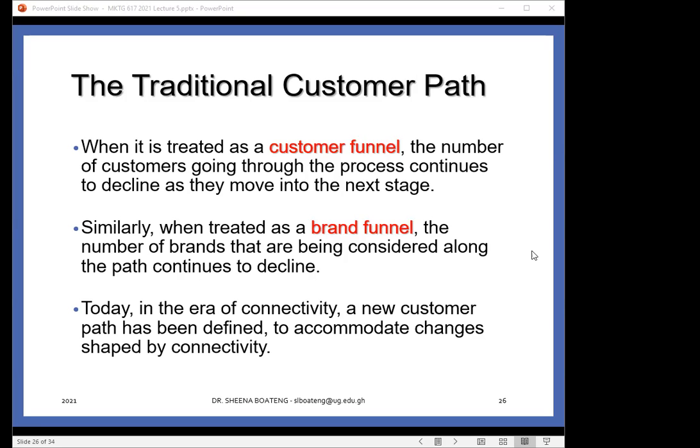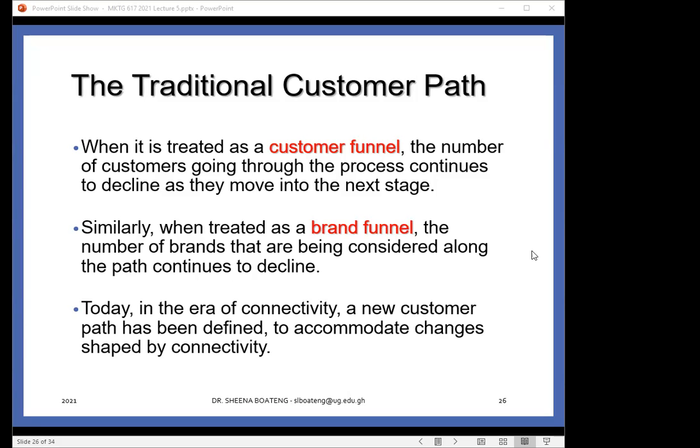And after they purchase, there are even fewer of these brands that get repurchased again. True or false? True. Good. That is why we are saying that if we treat the 4 A's framework as a brand funnel, as the customer moves along the stages, the number of brands begins to decline or dwindle. Please, does it make sense? Yes, Doc. Good.